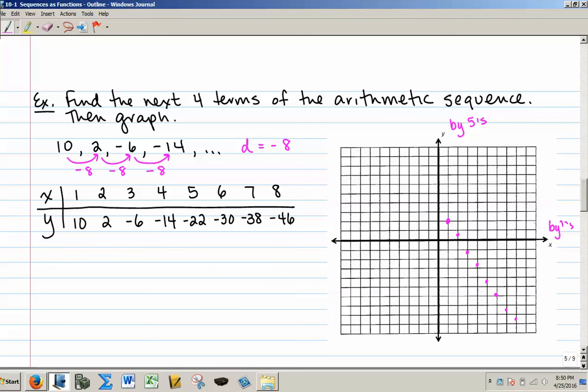Okay? So do not connect those. This is what the graph would look like, just a series of dots. And you'll notice that it kind of makes a line, which makes sense, because as x goes up by 1 each time, y goes down by 8.